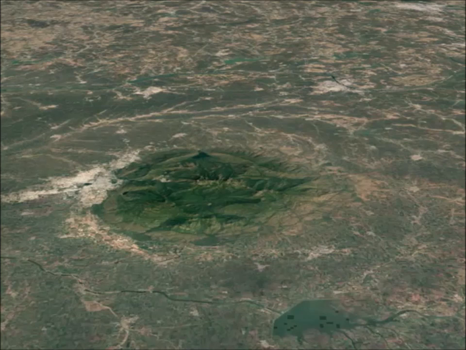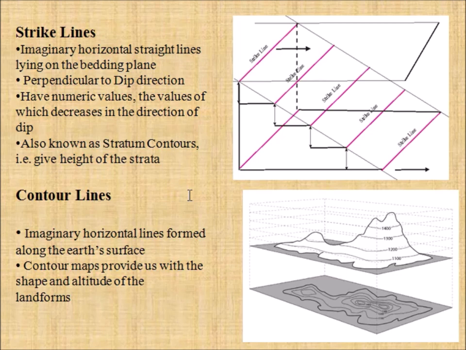another set of lines which are known as strike lines. I have already told in my earlier lecture what strike lines are. Strike lines are imaginary lines that lie on the bedding plane. So here you can see the inclined bedding plane. It is intersected by two imaginary horizontal planes. So where the horizontal plane cuts the inclined bedding plane, we get a strike line.